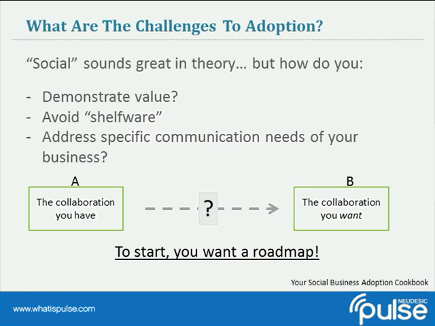Also, how do we talk about the collaboration that you have? Again, it was kind of that thing on the left-hand side from the previous diagram, siloed communication, very stationary and static information, that kind of stuff, and how do we get you to the collaboration that you want? So we're very aware that a lot of times it can be a challenge to demonstrate value if you don't go in with a roadmap. How do you avoid the fluffware argument if you don't have the use cases and the business processes identified up front? And how do I specifically address the communication needs of my business?